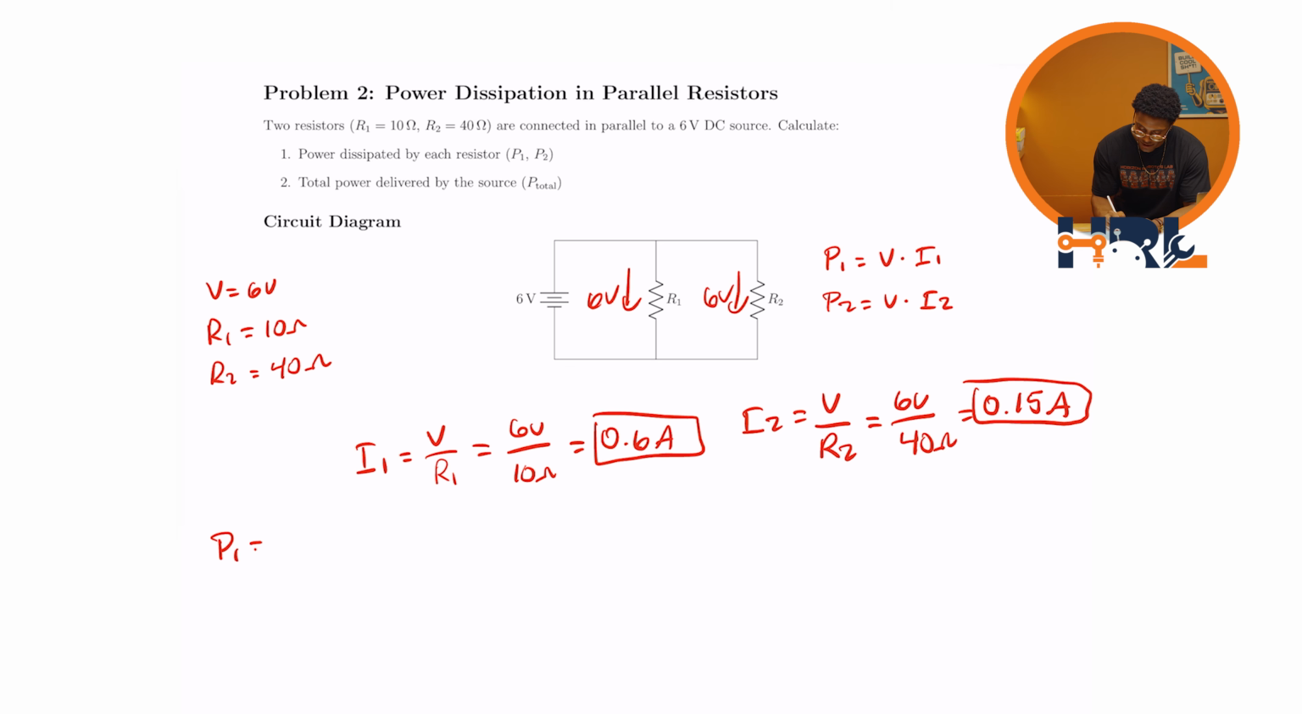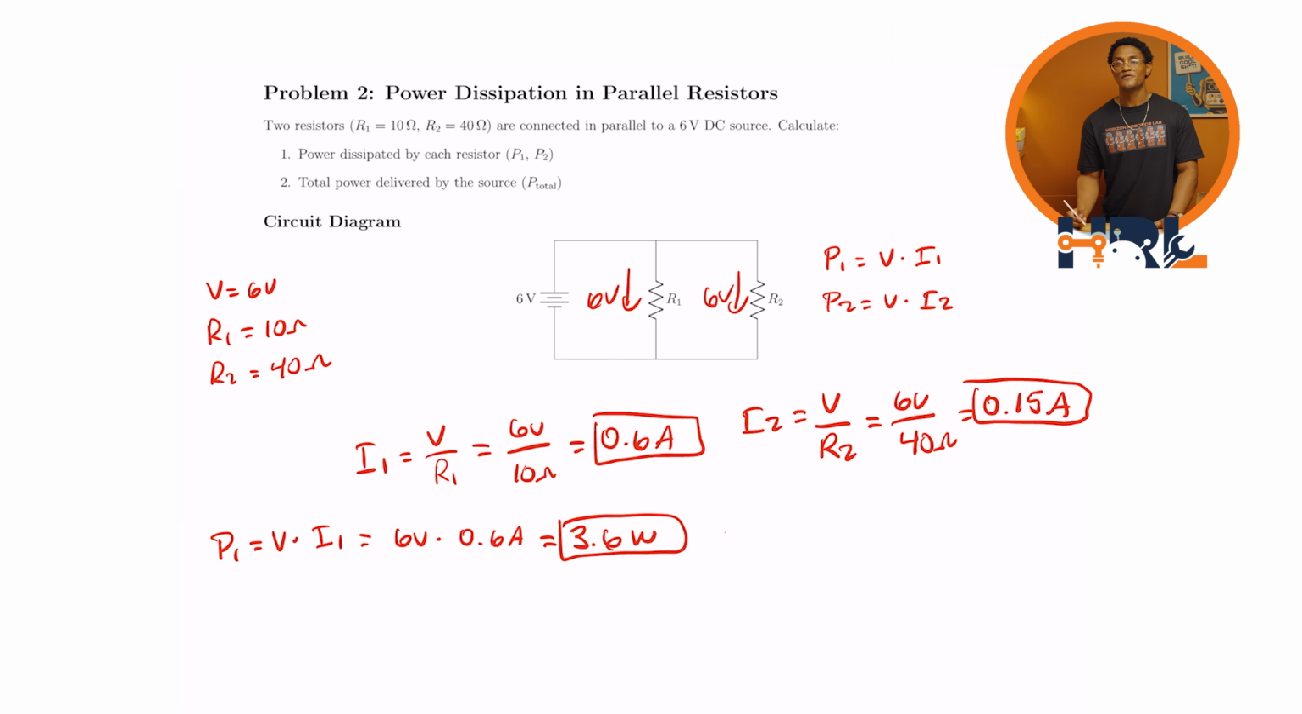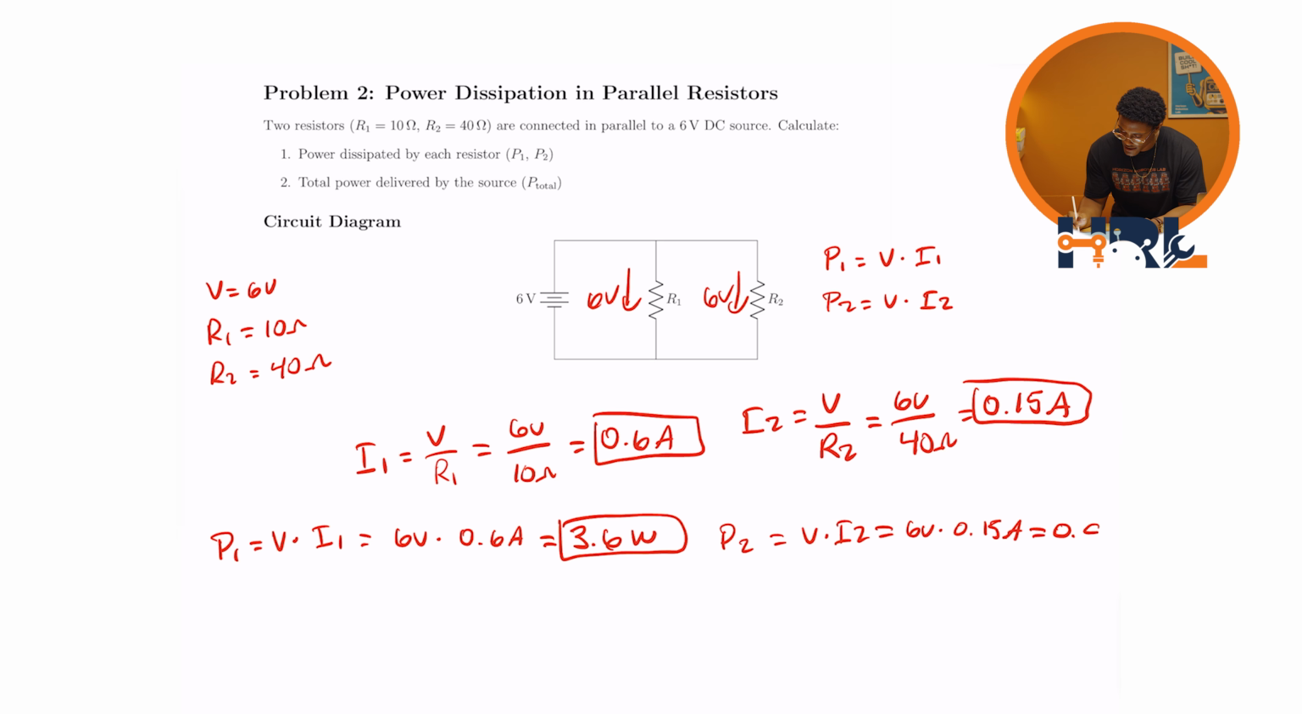So P1 is equal to V times I1, so that's 6 volts times 0.6 amps, and that is 3.6 watts. There we go. Now for the second branch to find P2, it's the exact same. So we have V times I2, and that is 6 volts times 0.15 amps, and that is 0.9 watts. Ta-da! We now found the power going through each branch of our parallel path.